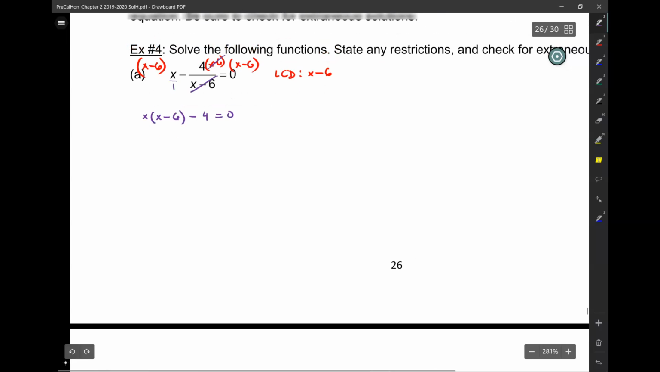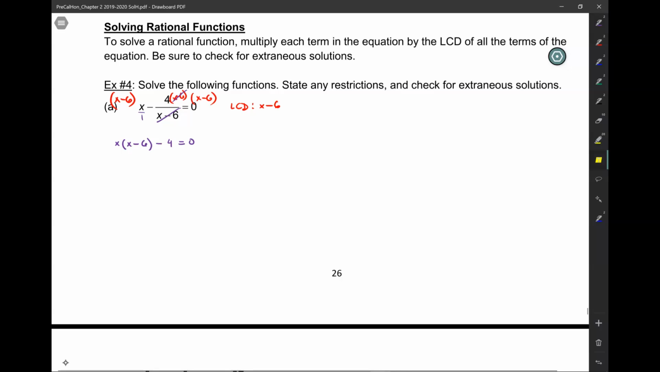Okay, so here I'm going to distribute. But before I do that, let's do this part. Are there any restrictions? Restrictions are what x can never equal for this function. So you say restriction: x cannot equal 6. Okay? All right, let's continue solving this. x squared minus 6x minus 4 is equal to 0.